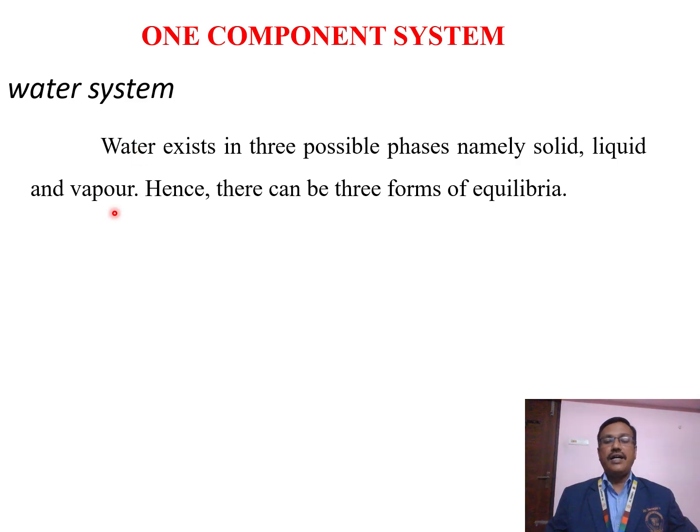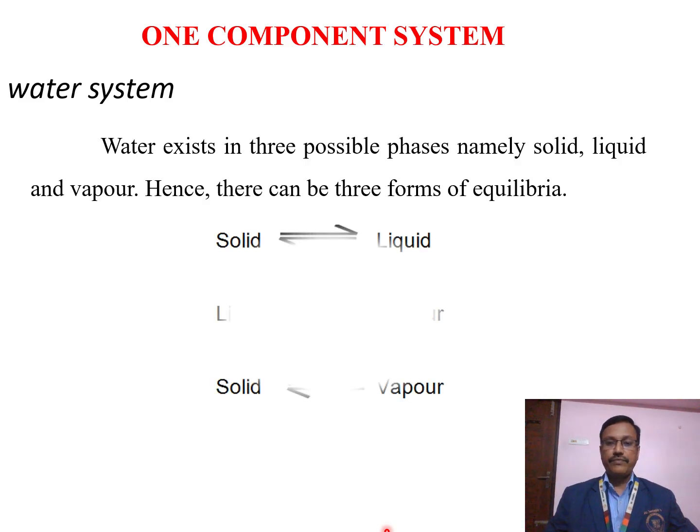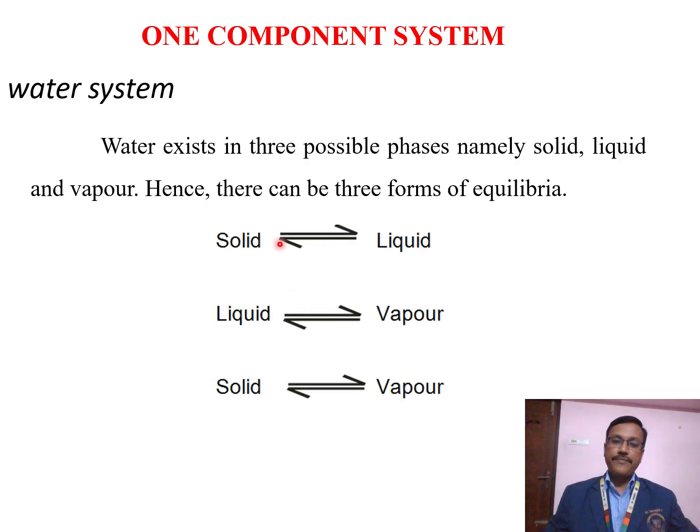When water is available in vapor state, how do we call it? It is known as water vapor. Hence, there can be three forms of equilibrium. What are the possibilities? The solid in equilibrium with liquid. Solid ice is in equilibrium with liquid water. Liquid water is in equilibrium with vapor. Vapor is in gaseous state. Similarly, solid ice is in equilibrium with vapor. So, different types of equilibriums are possible in water system.